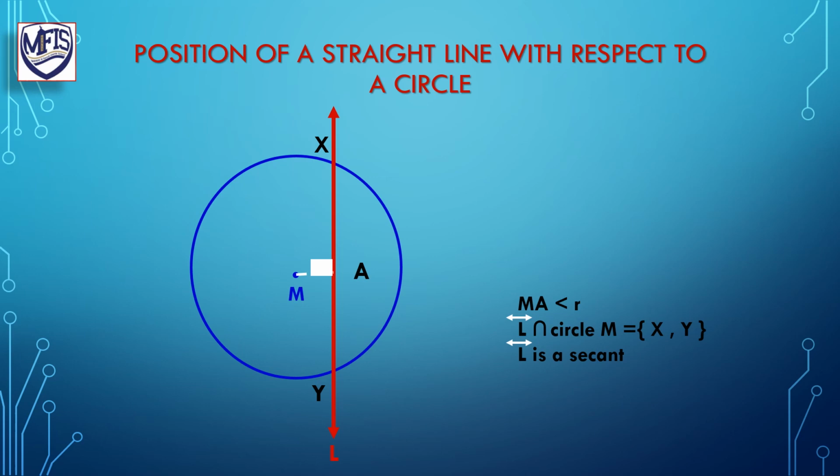Then MA smaller than R. When MA is smaller than R, therefore straight line L intersects circle M at 2 points X and Y, and straight line L is a secant. Straight line L here is called secant. That means MA belongs to interval 0 and R, 0 closed and R open.